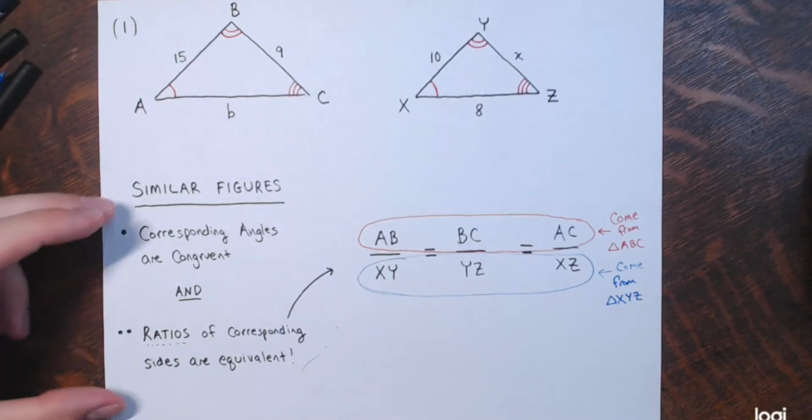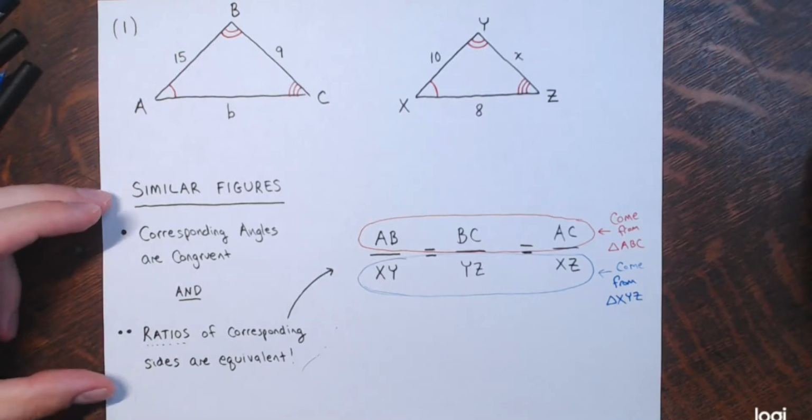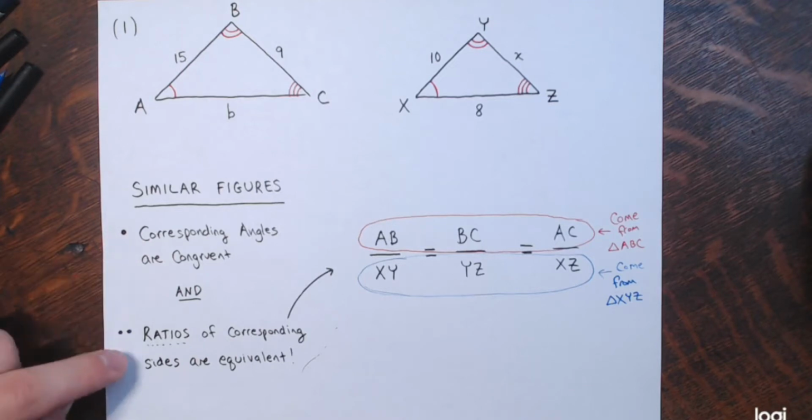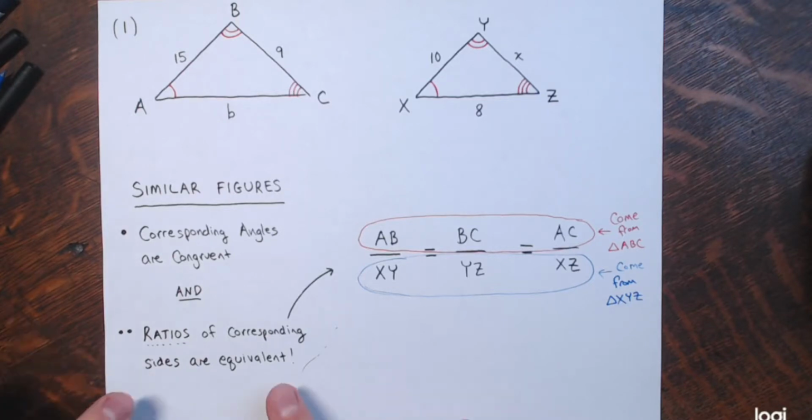Alright, so this is what it means for figures, not just triangles, but any figures, to be similar. Corresponding angles are all the same measure, and the ratios of corresponding sides are equivalent. And again, this is the one we're going to use: the ratios of corresponding sides are equivalent.